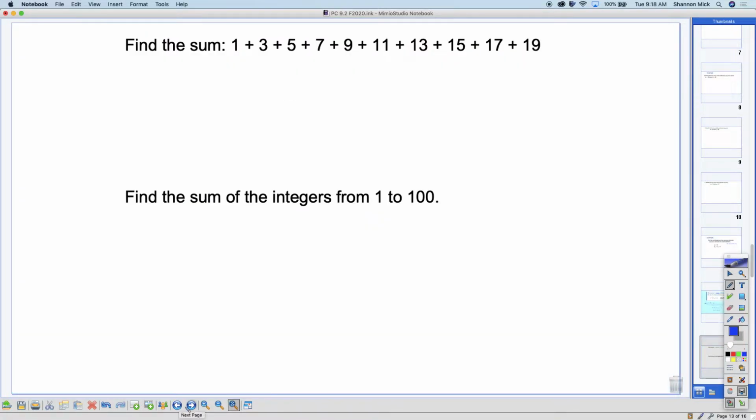Okay, so the sum of 1, 3, 5, 7, 9, 11, 13, 15, 17, 19. Is it arithmetic, first of all? Yeah. Why? What's my difference? 2. So I'll want to say S of what? How many things are being added? 10. So S of 10.